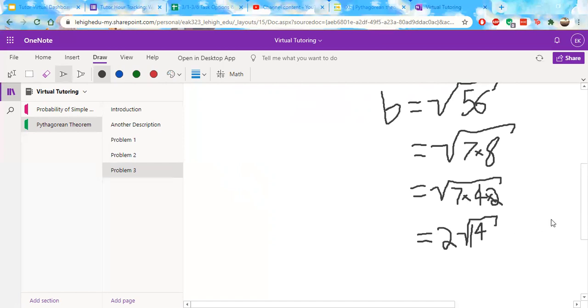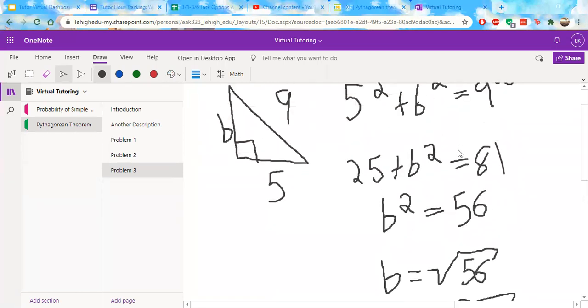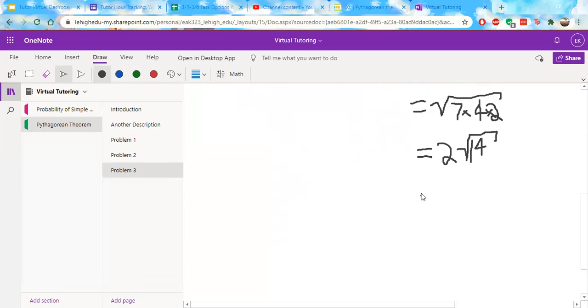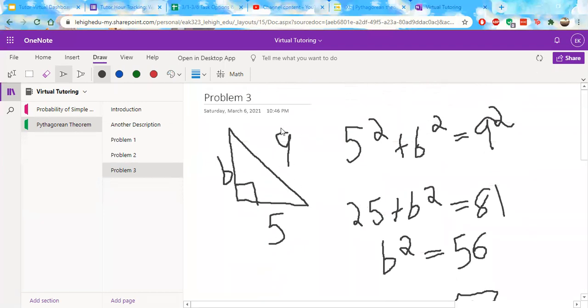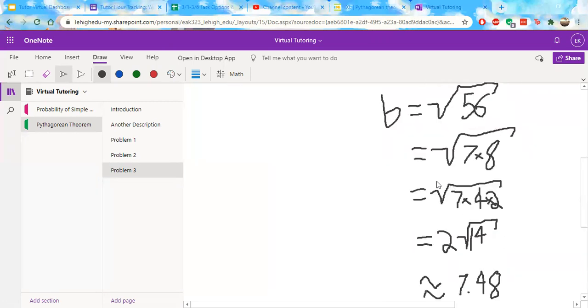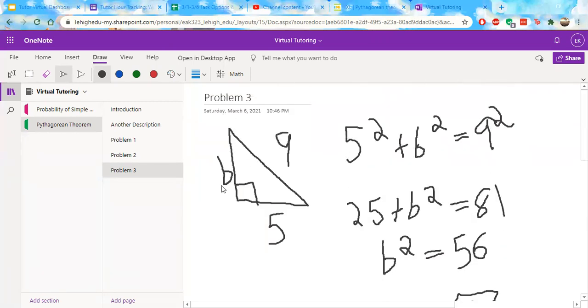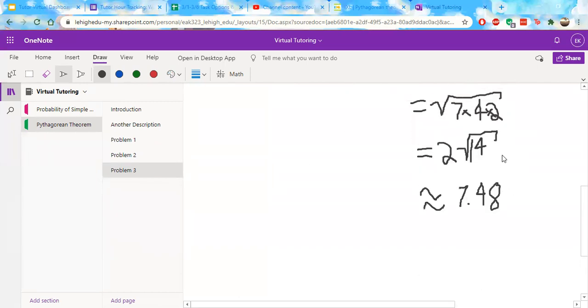All right. And now, if you do that, square root of 14 times 2 is, you end up getting 7.48 as the side length, which makes sense because, again, we're not finding the hypotenuse. So it's okay that one of the sides was longer than what we found because we were solving for B, which is not the hypotenuse, not the longest side. Right?